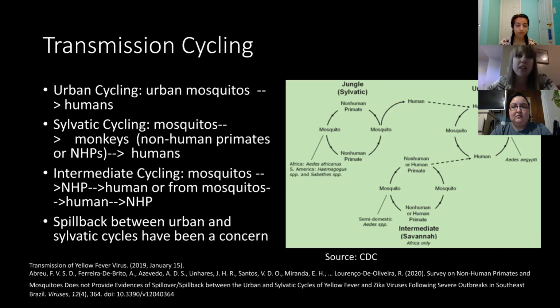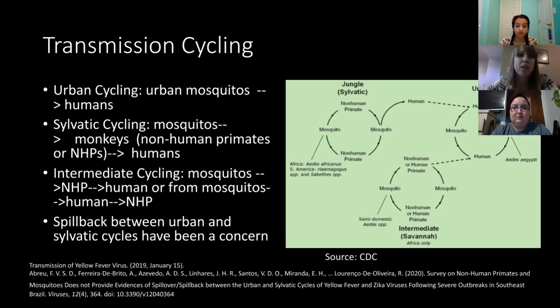The sylvatic cycle was the second cycle to be discovered after finding NHPs, or non-human primates, that possessed the yellow fever virus. In this cycle, the virus is transmitted from infected mosquitoes to monkeys, then to the humans that enter into the jungle. The intermediate cycle occurs only in Africa, and the virus is transferred from monkey to human or human to monkey from the infected mosquitoes.